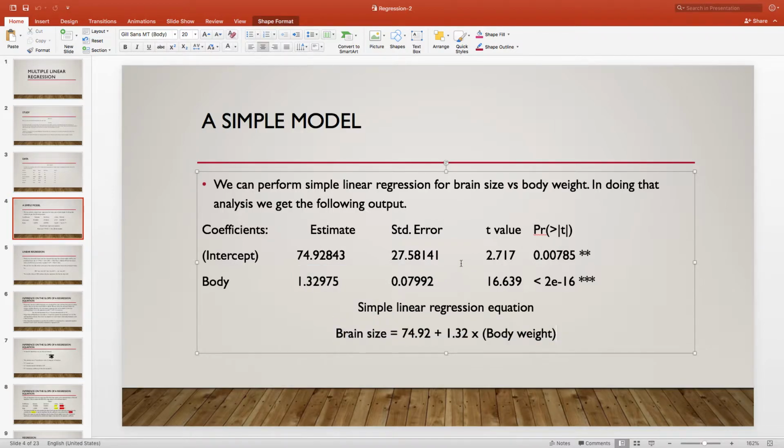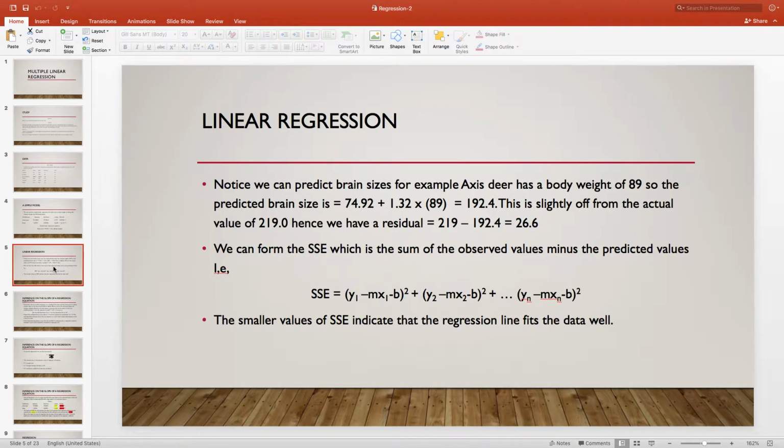And later in this lecture, I'm going to discuss the meaning of the rest of this output. So we can use this equation to predict brain sizes. For example, an axis deer has a body weight of 89. So the predicted brain size, we just feed that into the equation, is 192.4. And this is slightly off from the actual value of 219. So we can calculate our residual, and our residual is given by this equation, is 26.6.